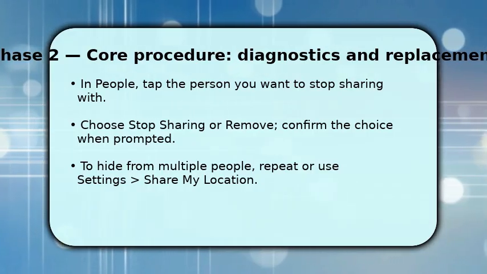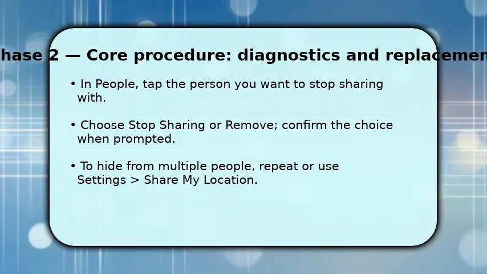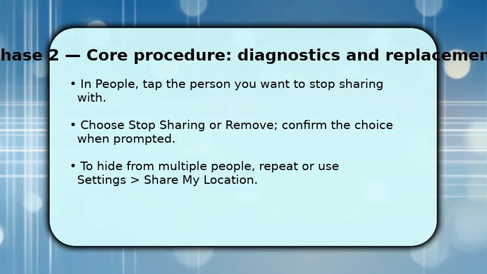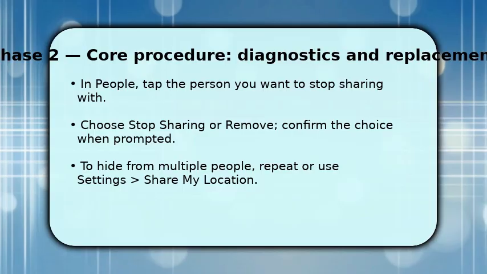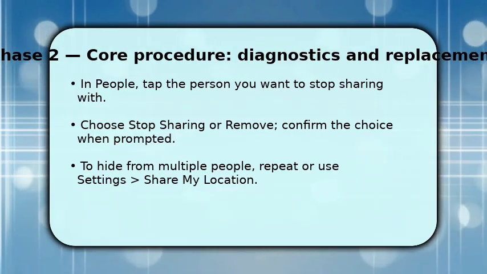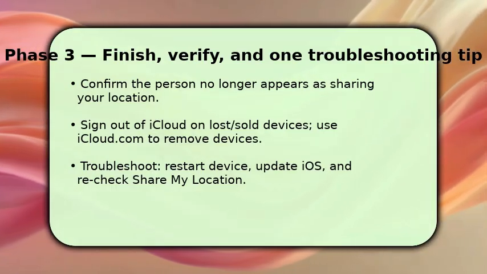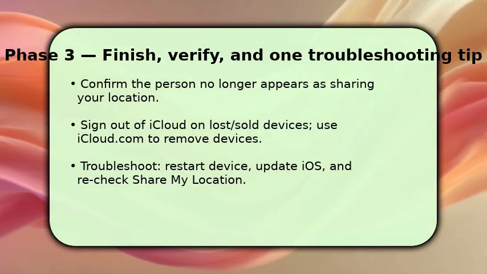Once you've handled one contact, make sure to check Family Sharing settings because family members might still see you. Adjust Share My Location in settings if you want a broader change. Finish by verifying the person's name is gone from People. That confirms the change.